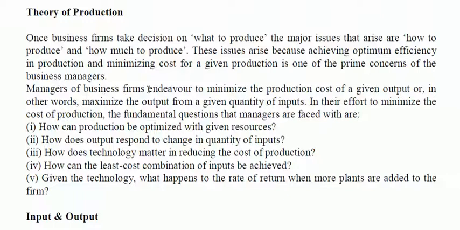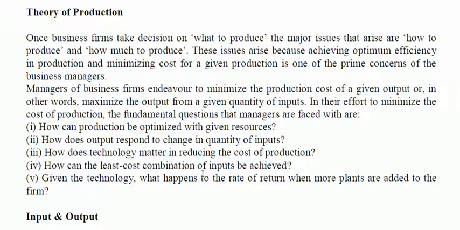The manager of the business firm endeavors to minimize the production cost of a given output, in other words, maximize the output from the given quantity of inputs. In their effort to minimize the cost of production, the fundamental questions that managers are faced with are: How can production be optimized with given resources? How does output respond to change in quantity of inputs? How does technology matter in reduction in the cost of production? How can the least cost combination of inputs be achieved? Given the technology, what happens to the rate of return when more plants are added to the firm? These are the questions the managers will be facing.